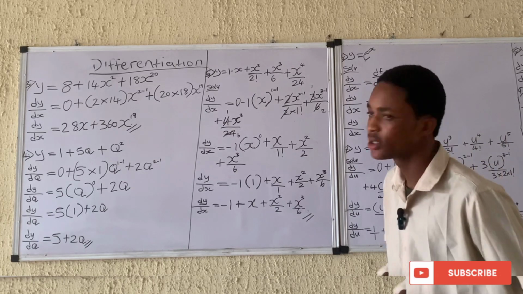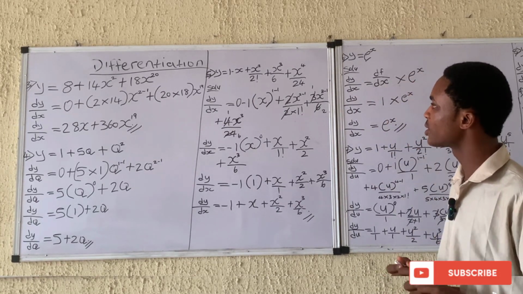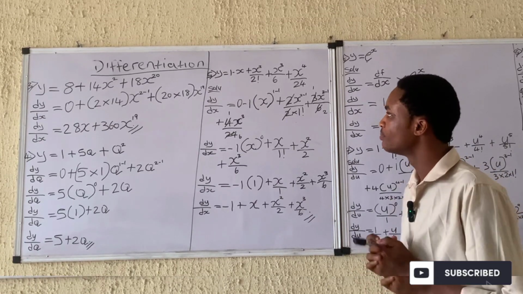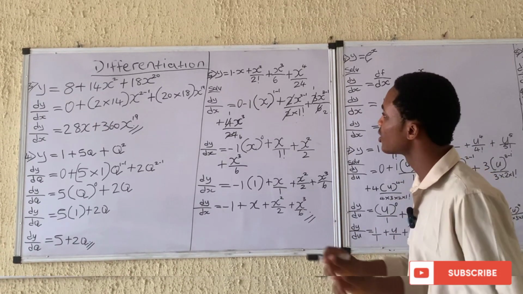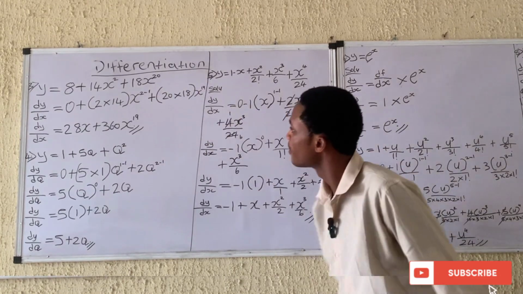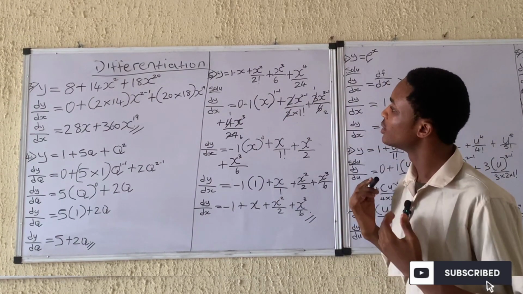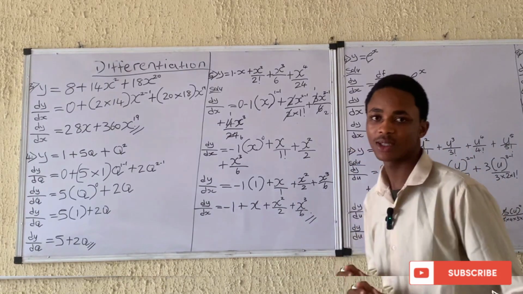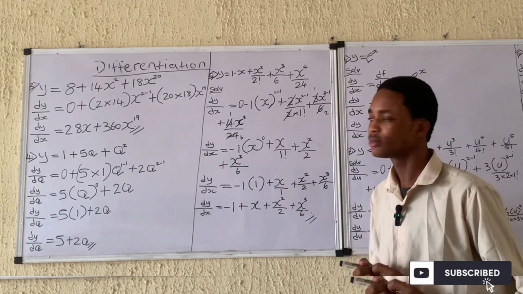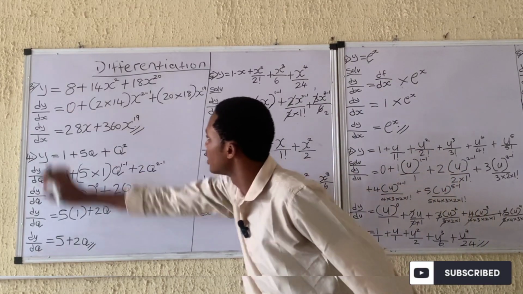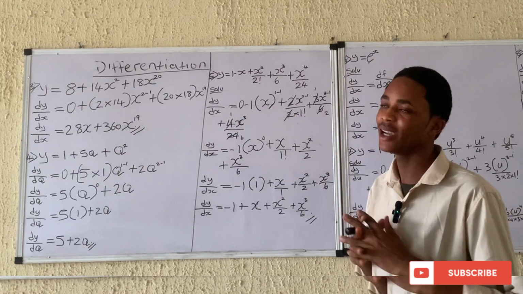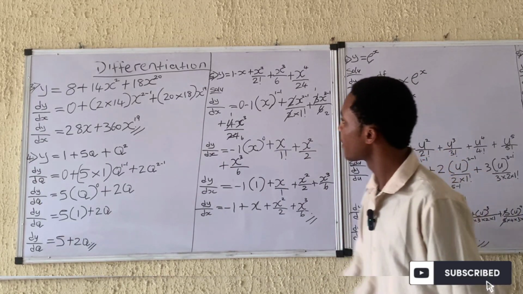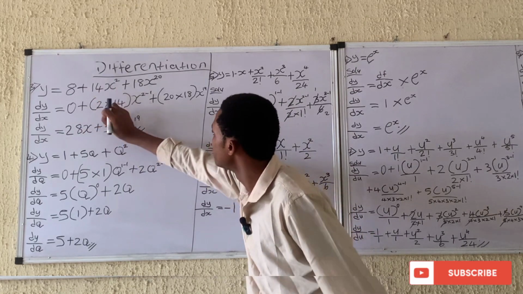Question 3. y equals 8 plus 14x raised to the power 2 plus 18x raised to the power 20. Now, dy/dx equals, remember constants are always 0. 8 here is a constant because there's no variable attached to it. That makes it a constant. So every constant is 0. Now, you're done with that, which is 0.